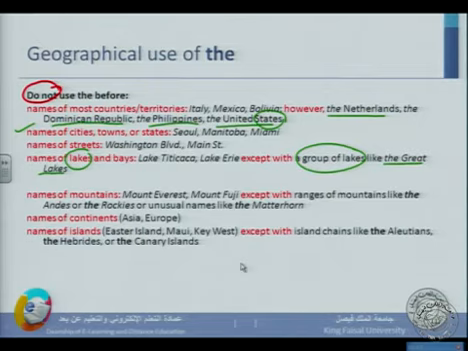We also do not use the with the names of islands, like Easter Island, Key West, except with island chains like the Hebrides or the Canary Islands.